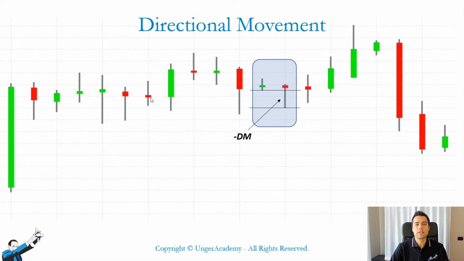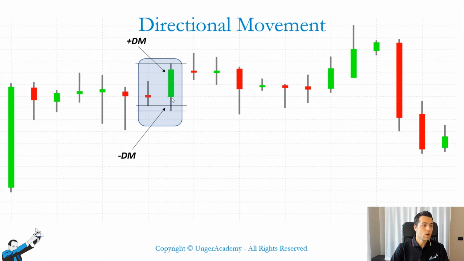But what happens if we are dealing with an outside bar, like this one, for example? Well, Welles tells us that we need to take the largest portion of the range bar that is outside. So in this case we can see that the plus directional movement is greater in magnitude than the minus directional movement. So we need for this bar to neglect the contribution of the minus directional movement, and we will end up with just one number, here in this case the plus directional movement.